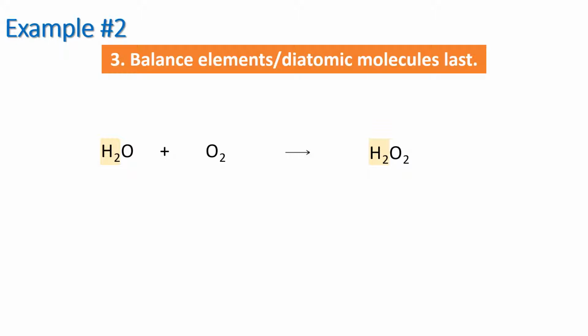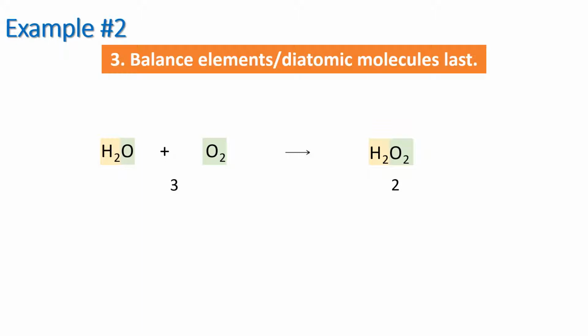So rule number 3, we're dealing with those single elements and diatomic molecules. And here we have oxygen in 2 places on the reactant side and 1 place in the product. Now, water has 1 oxygen, and there are 2 oxygens in our molecule of oxygen. And then we're going to have 2 oxygens in our product.